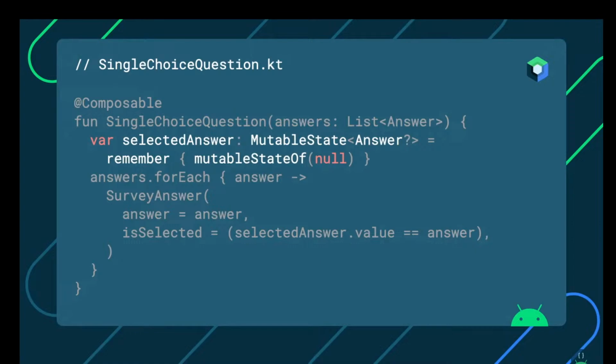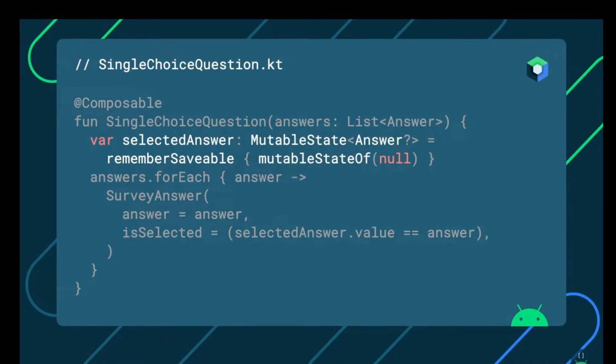This guarantees that the value is remembered and not reset when the composable recomposes. With what we have now, while the UI survives recomposition, it won't survive configuration changes. To remember values across config changes, we can use rememberSaveable.